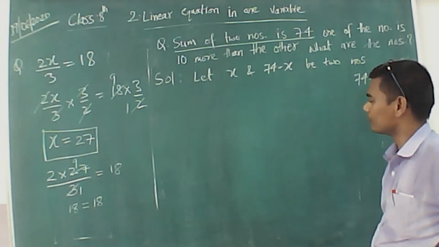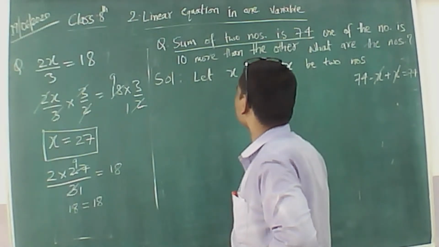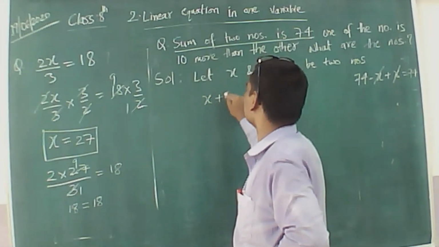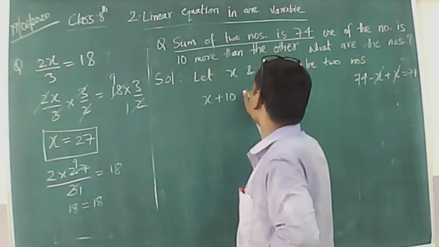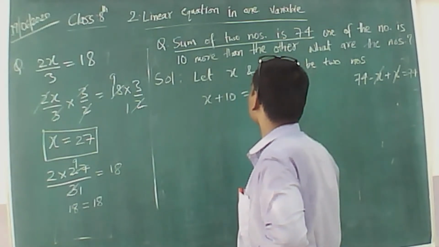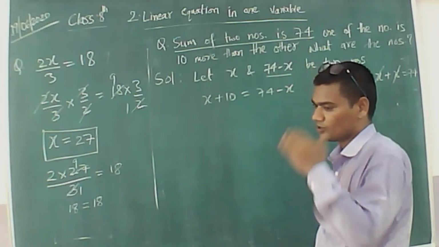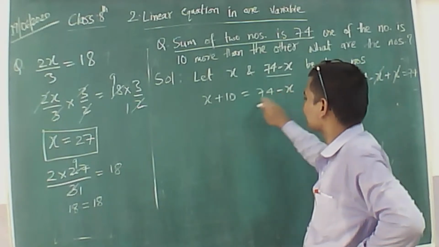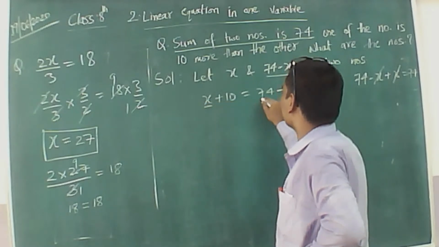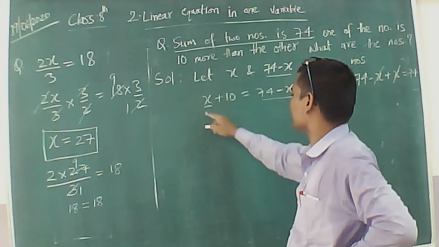So let us imagine that 74 minus x is 10 more than x. So x plus 10 is equal to 74 minus x. This 74 minus x is 10 more than the other number. This is the other number, and this is the number which I am taking. It is 10 more than the other number.